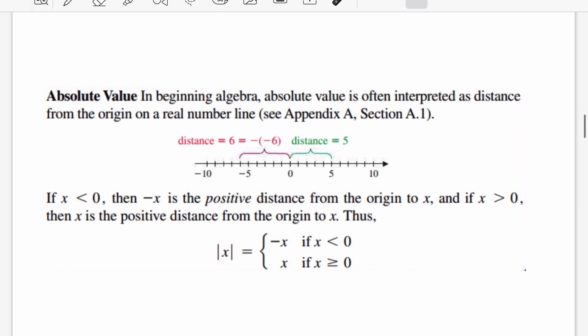And then something I just wanted to include in here is the absolute value function. So it is interpreted as the distance from the origin on a real number line. So here's a real number line here, and as you can see, this is the distance from our origin here. So it's kind of how the absolute value is interpreted. And so we're given this piecewise function here. The absolute value of x is equal to negative x if x is less than 0, and x if x is greater than or equal to 0.